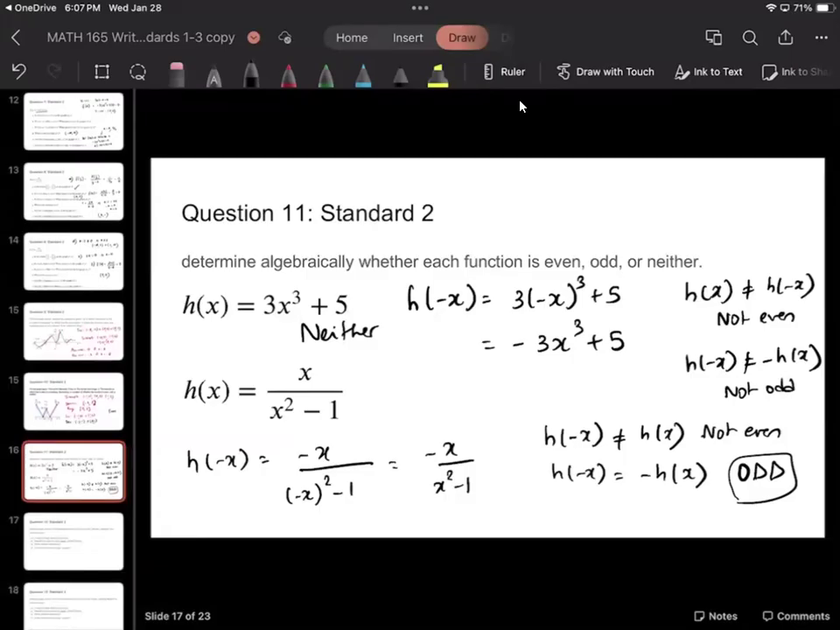Hope this makes sense. So in order to determine whether a function is even or odd, just evaluate the function at negative x. If h of negative x is equal to h of x, it's an even function. If it is exactly the opposite, it's an odd function. If it's neither of them, it's neither.